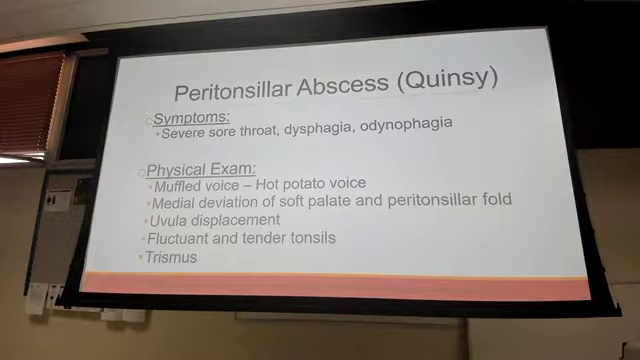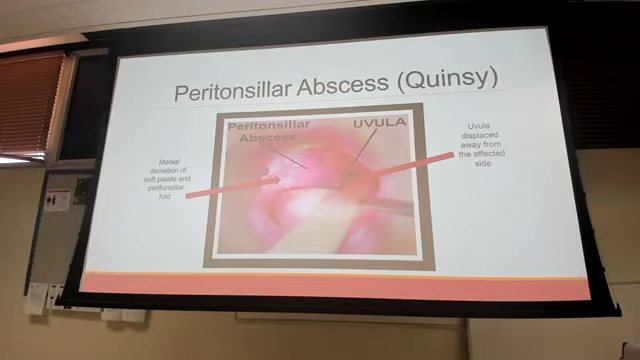And then the tonsils or the peritonsillar tissue may become fluctuant. So that's where it's kind of squishy, that glossy look that we saw in the other picture, or trismus, where they have difficulty opening and closing their jaw. And this is an example of that. You can see the medial deviation here. So this is where the peritonsillar abscess is, and it kind of deviates, pushing that uvula away from the medial aspect.